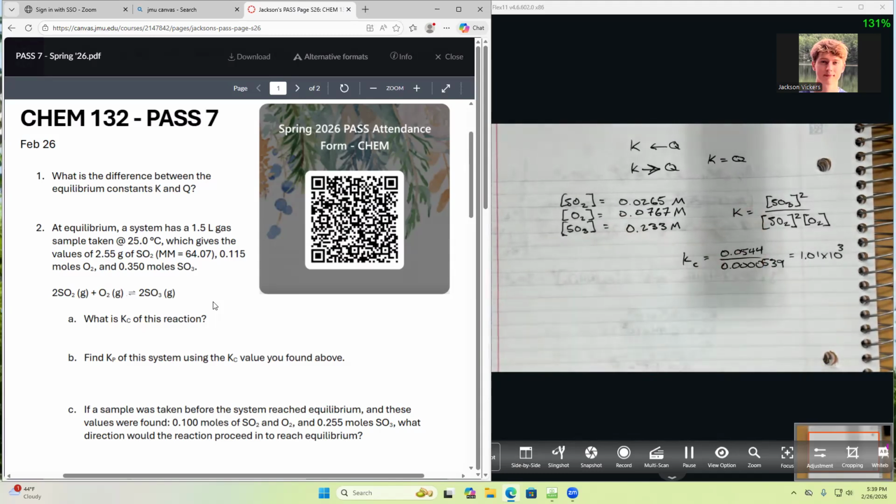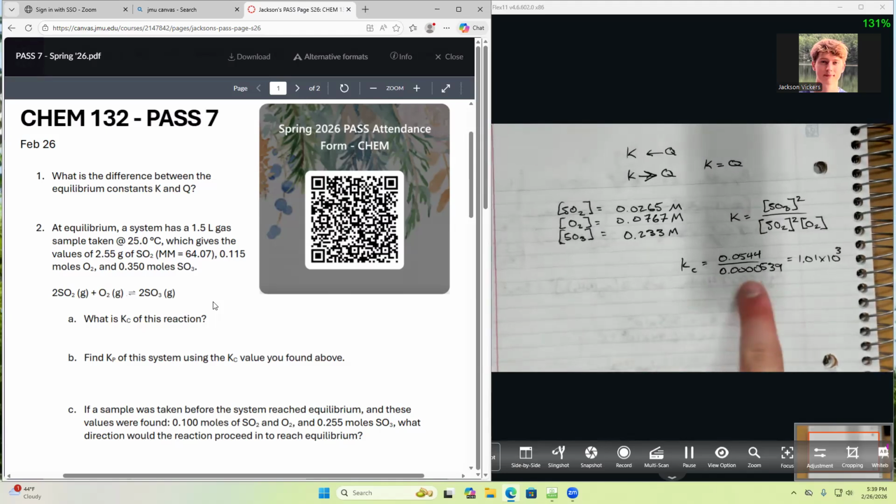And remember, we always need to still use those coefficients when we're setting up K. So this is going to be squared and this is going to be squared. Again, it's always products over reactants. And then once I plug in those values, this is kind of what I got. Simplified it down, it ends up being right about 1,000 or 1.01 times 10 to the 3. And so we have KC now, and now we can use that to do this next problem.